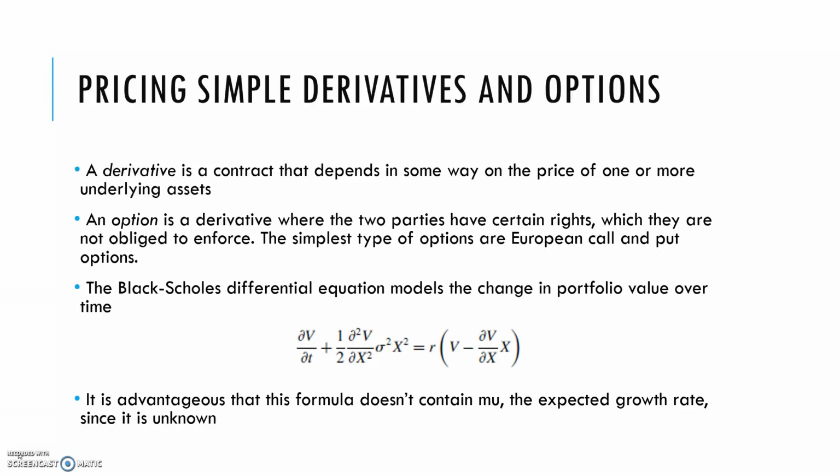But the Black-Scholes differential equation models the change in portfolio value over time. And as you can see, this equation right here is the Black-Scholes differential equation model. This is advantageous because it doesn't contain mu, the expected growth rate, since it's unknown. And fun fact, Black and Scholes won a Nobel Prize for this formula that does not contain mu.